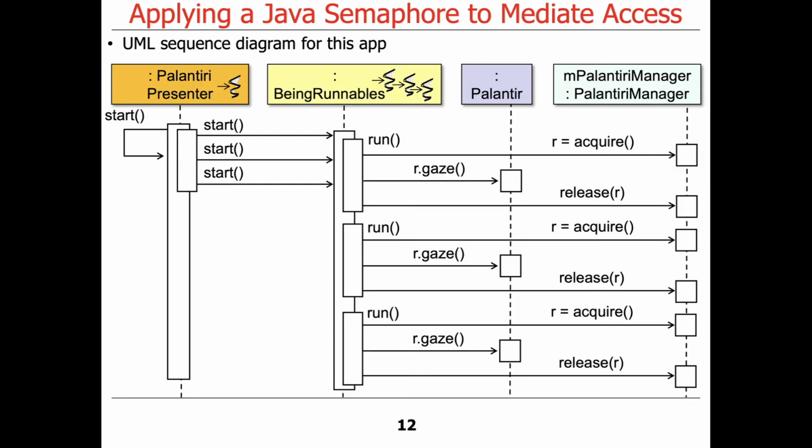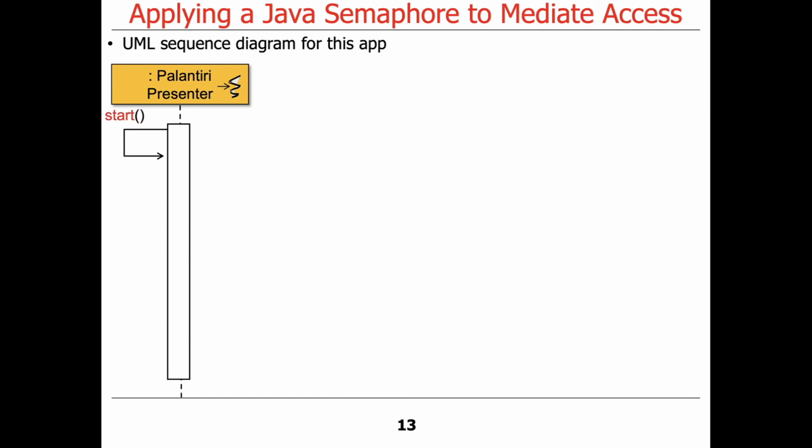Here's a little UML sequence diagram that shows how all this stuff works. It's kind of fun. So we've got a Palantiri thread, which is going to start a bunch of being runnable threads. This is kind of what's going on in your program. And then those things are going to get access to Palantiri, and they're going to use the Palantiri manager to mediate access to the fixed set of Palantir objects. So here's what happens. We start the main thread.